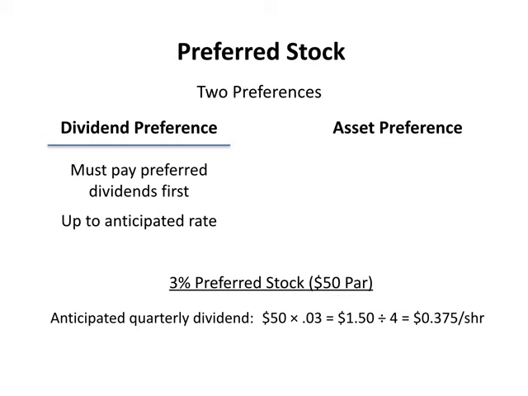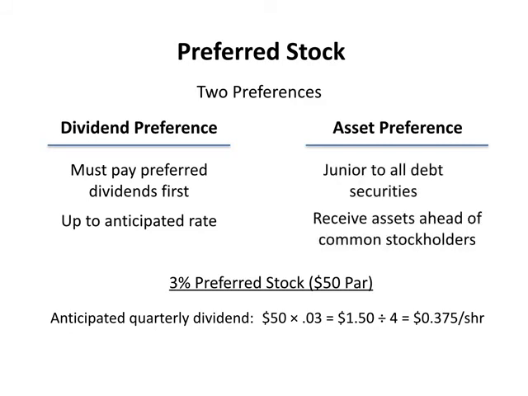The asset preference means that if a company is being reorganized or liquidated, though the preferred shares are junior to all liabilities, the preferred are senior to the common. In a liquidation, after all the liabilities are paid off, any remaining funds would be first distributed to the preferred shareholders up to the redemption value of the shares. Only after the redemption of the preferred would any remaining monies be distributed to the common shareholders.